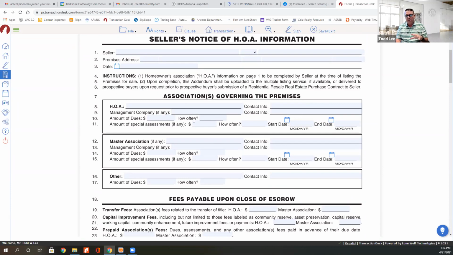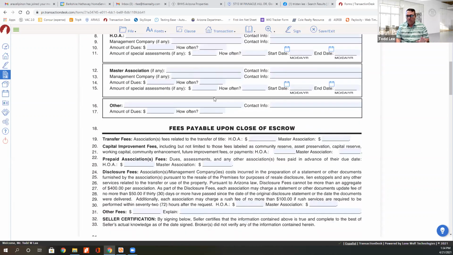If they're unsure what their fees are, they should be contacting the association and finding out how much their dues are, how often they are paid, and whether there are any special assessments. If there are, when does it start, when does it end? Is there a master association, or any other association that we should have information on? If there are any dues for that, and how often?